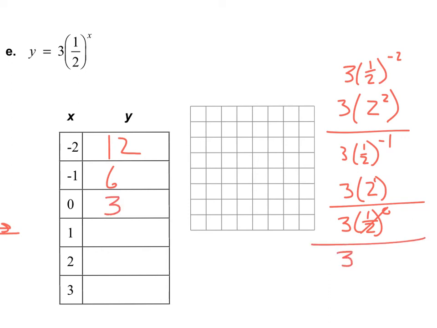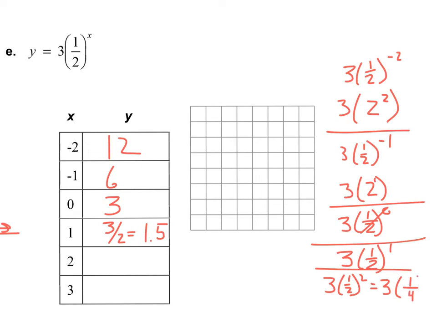3 times 1/2 to the first power. Remember, anything to the first power is just itself. So 1/2 times 3 is going to be 3 over 2, which is the same as 1.5. Okay? Then I go to the second power, so 3 times 1/2 to the second. Remember, 1/2 to the second power, I'm just squaring the top, squaring the bottom. So this is 3 out front times 1 squared on top is still 1. 2 squared on bottom is 4. So 3 times 1/4 is 3/4.